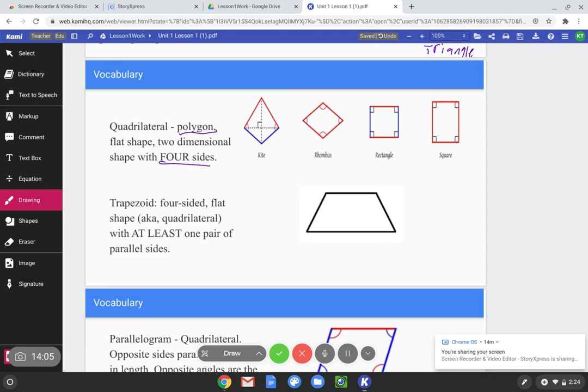Now, a trapezoid is a quadrilateral. It has four sides with at least one pair of parallel sides. So these lengths are parallel right there. Those are parallel. And so since it has at least one pair of parallel sides, it would be a trapezoid.